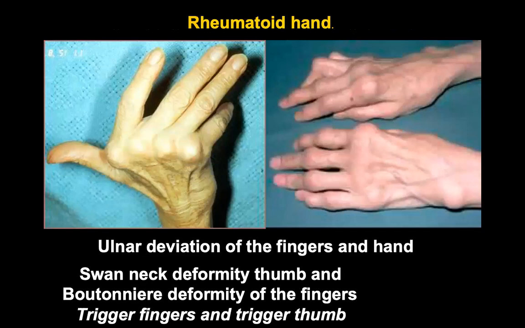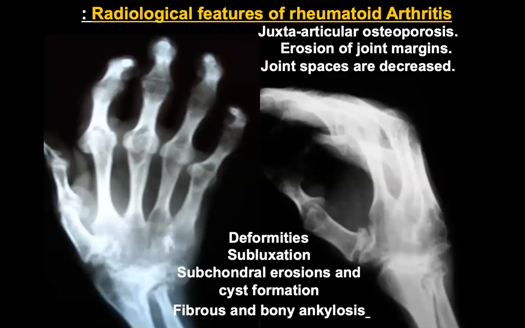Take a look at the rheumatoid hand. Typical for rheumatoid arthritis is ulnar deviation of the fingers and hand, swan neck deformity, and boutonniere deformity of the fingers. Radiological features of rheumatoid arthritis are juxta-articular osteoporosis, periarticular erosions of joint margins, and decreased joint space. Also different deformities, subluxations, subchondral erosions, cyst formation, fibrosis, and bony ankylosis. On this X-ray, you could see a severe case of it. On these pictures, you could see just juxta-articular osteoporosis, but here you could see ankylosis of it.